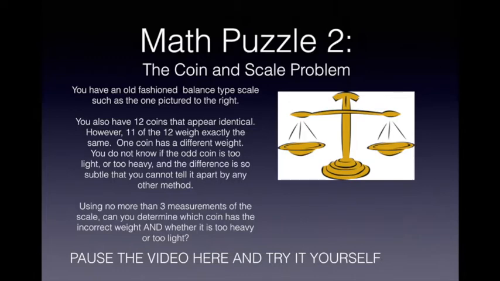So here's the puzzle. Can you find the odd coin using no more than 3 measurements of the scale? In other words, putting coins on the scale 3 times. And can you determine which coin has the incorrect weight and whether it's too heavy or too light?